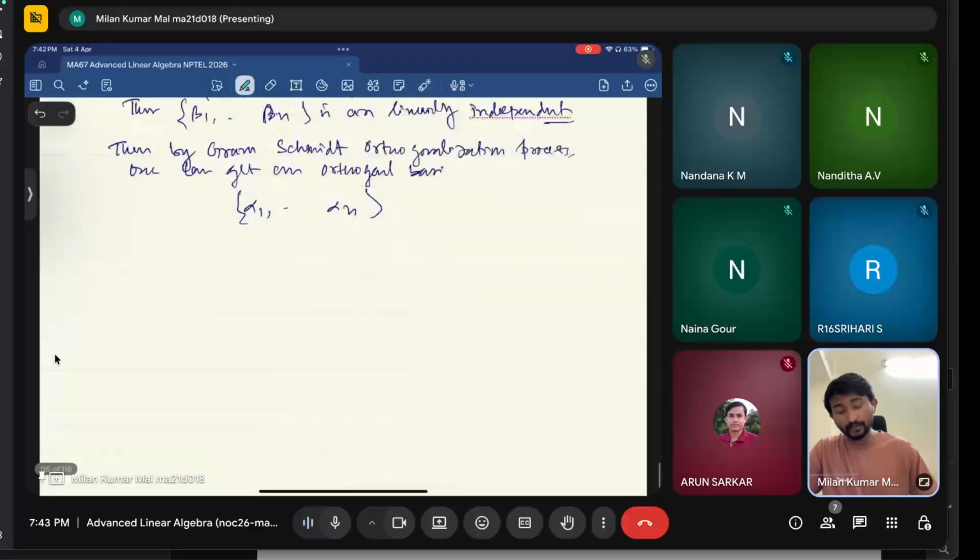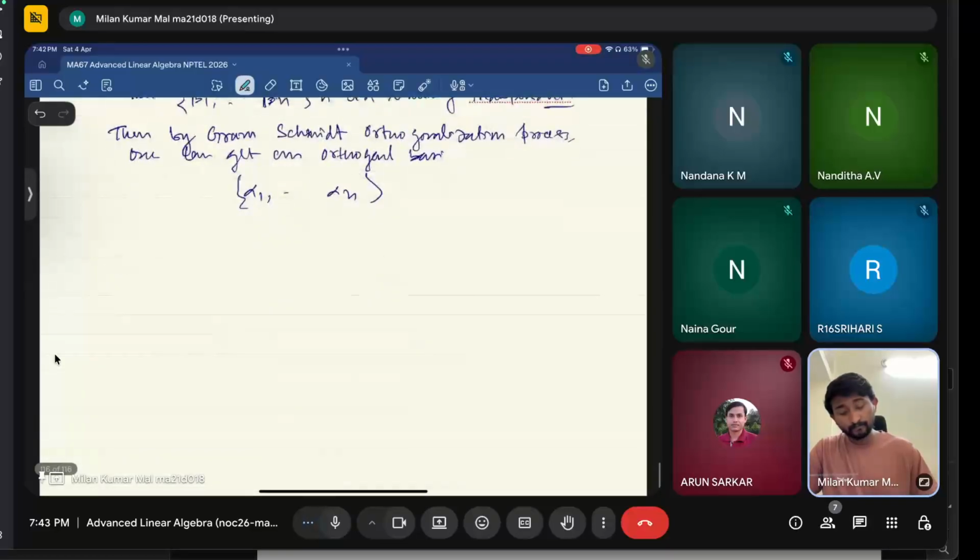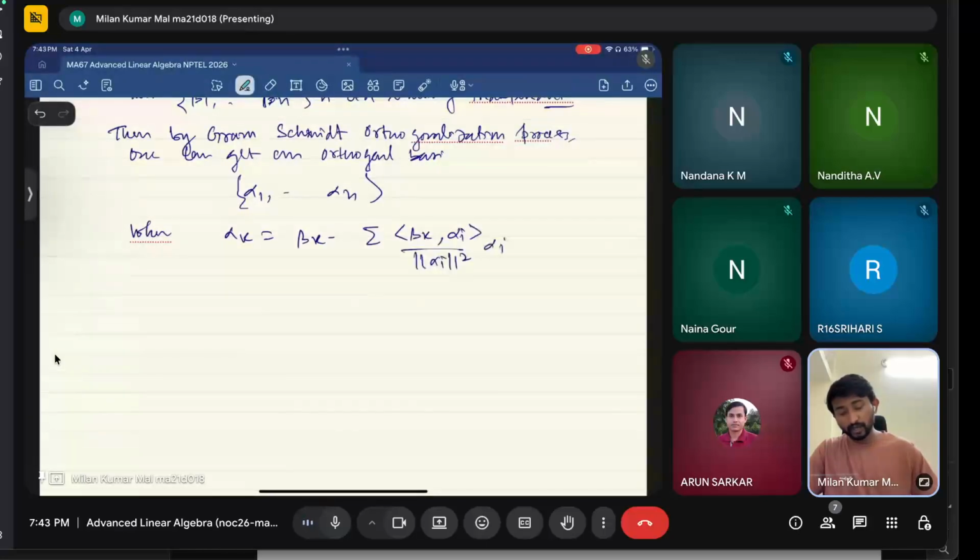What is that? Alpha k equals beta k minus the summation of the inner product of beta k with alpha i, divided by the norm of alpha i squared, times alpha i, for i equals 1 to k minus 1. This is what it is. This is how the Gram-Schmidt orthogonalization process works, and one gets the orthogonal basis alpha 1, alpha 2, to alpha n.